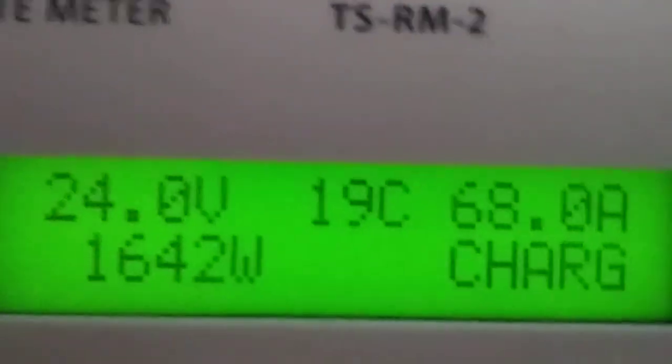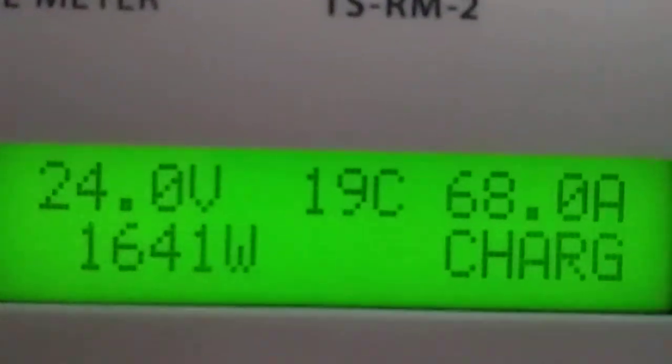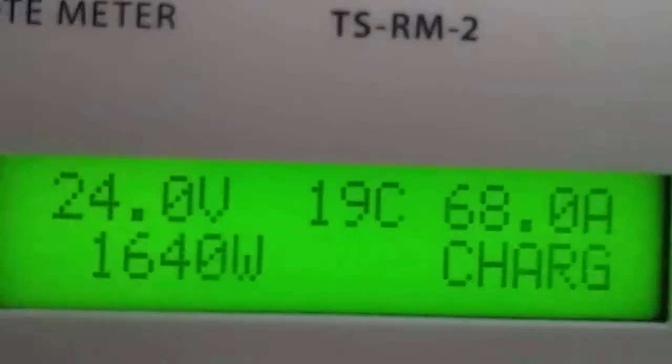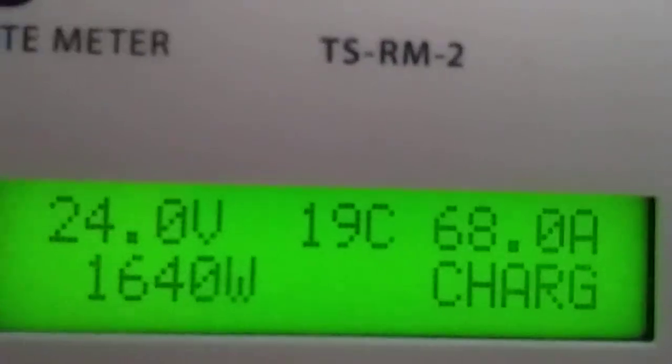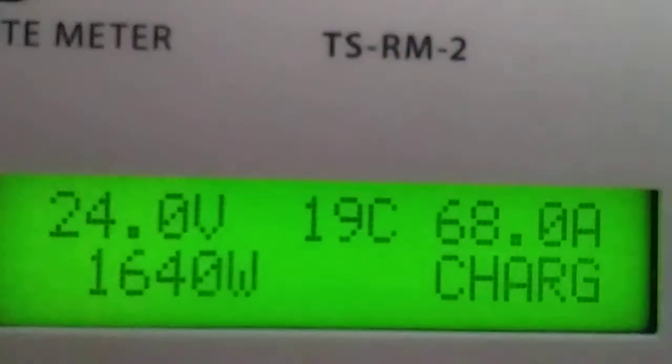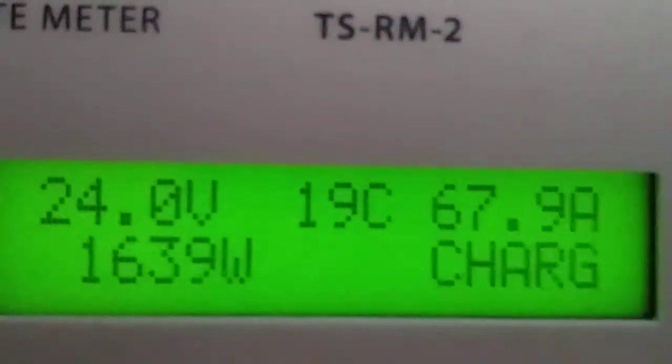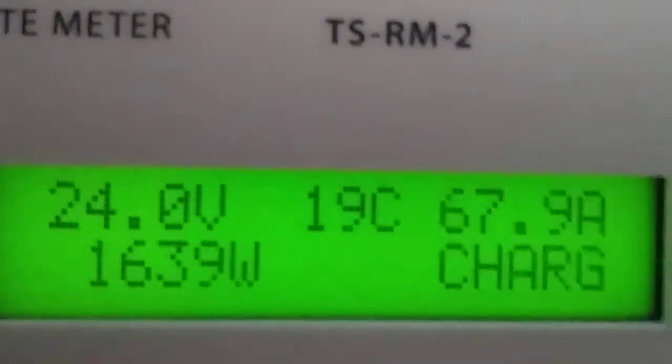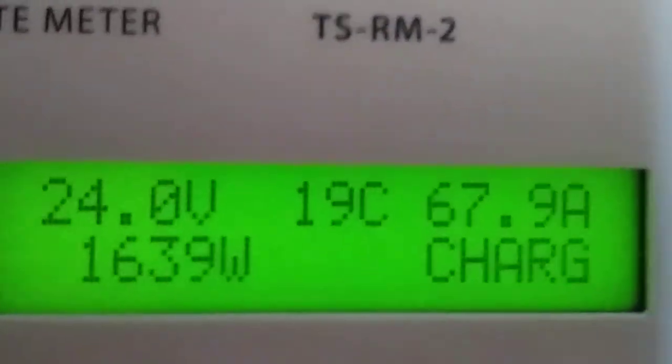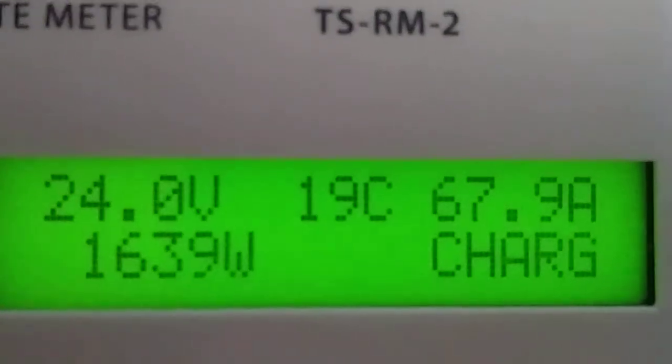But my Tesla batteries are at 24 volts right now at 19 degrees Celsius, as you can see. I just have a temperature sensor from my TriStar on the negative terminal of the battery. So, producing good power.